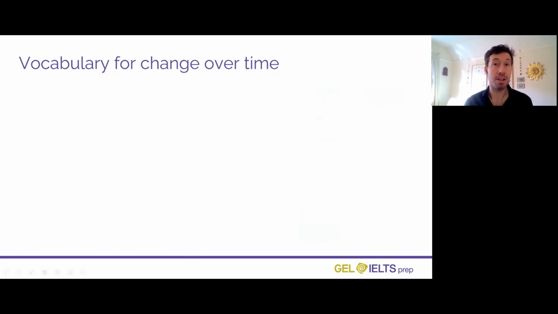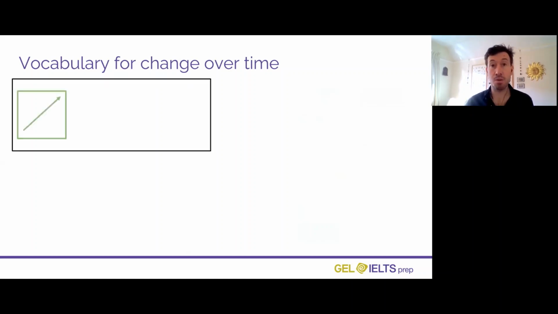So let's look at some different synonyms for those different changes. We'll start with go up. Some different ways to say go up are increase and an increase. Here, it's important to note that increase is a verb and an increase is a noun.